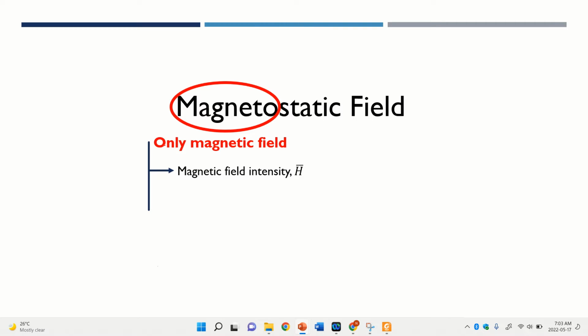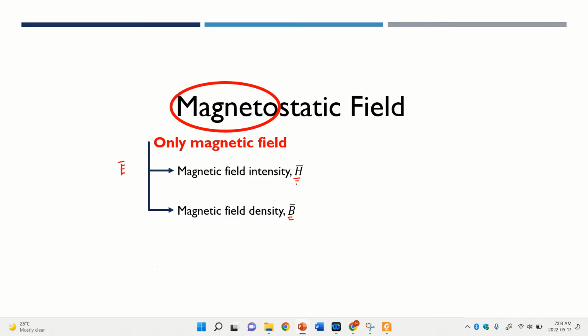If in electrostatic field we calculated E, the electric field intensity, in this magnetostatic field you will be calculating the magnetic field intensity, represented as H, and also the magnetic flux density, represented as B. You should be familiar with these.